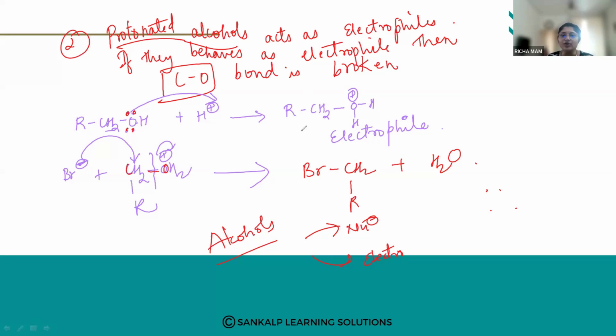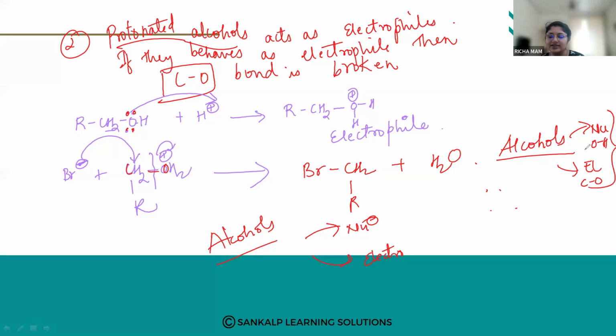In case of protonated alcohol, which bond is broken? The C-O bond is broken. So you have to consider this, how the reaction takes place. Whenever alcohols are acting as a nucleophile, the O-H bond is broken. When acting as an electrophile, the C-O bond is broken. So like this, the products formed will be different. Is it clear? So these are the chemical properties.